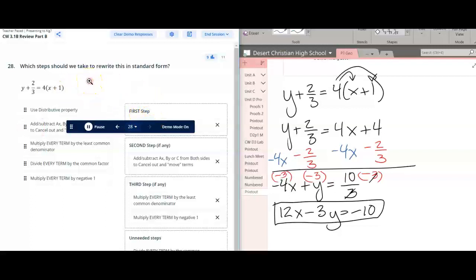All right, and that is our review of 3.1 objectives 1 through 3, rewriting equations in standard form.